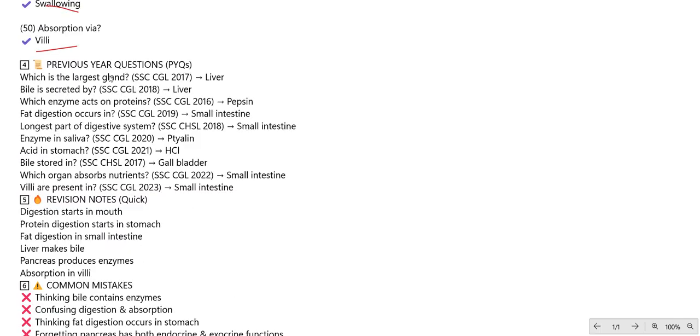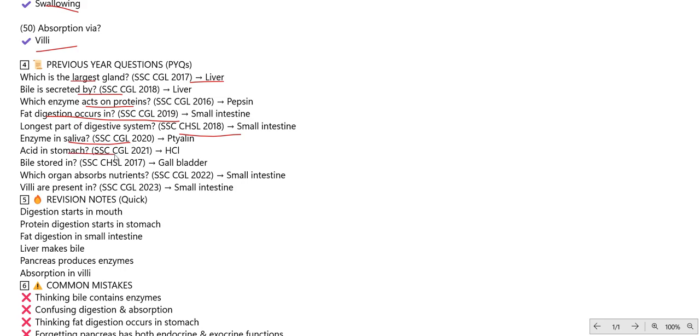These are your previous year question. Which is the largest gland? Liver. Bile is secreted by liver. Which enzyme acts on proteins, that is your pepsin. Fat digestion occur in small intestine. Longest part of the digestive system, it is also your small intestine. And enzyme in saliva is ptyalin, that is your salivary amylase.